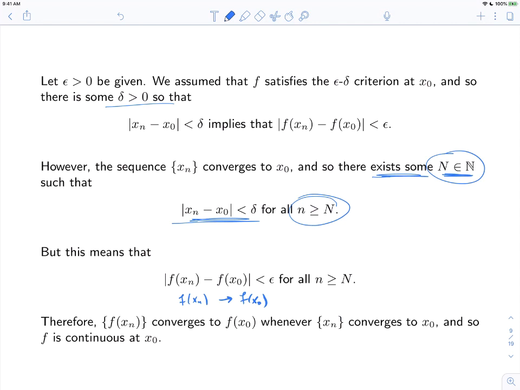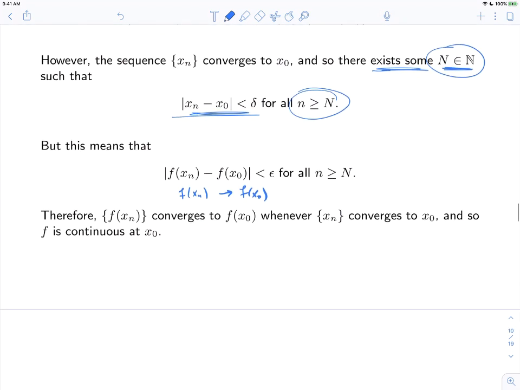So what we've shown is that if you assume that the function is continuous, then you must satisfy the epsilon delta criterion. But also, we've just shown that if you assume the epsilon delta criterion, then the function must be continuous. So these two notions are equivalent.